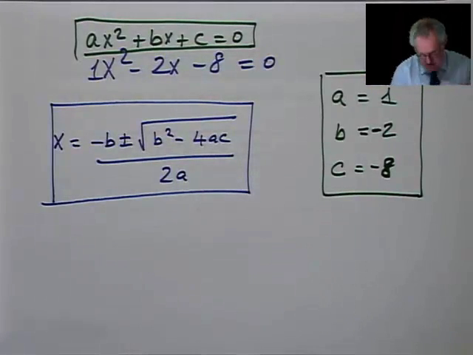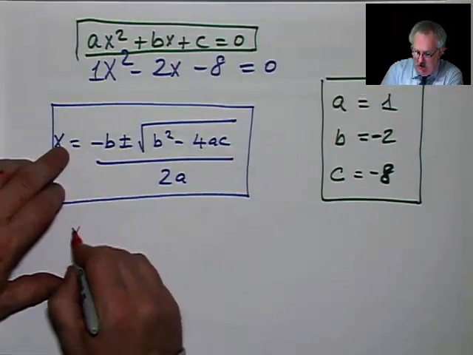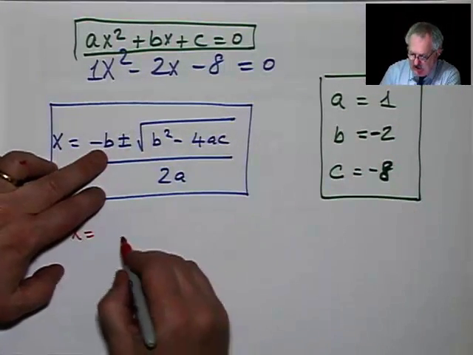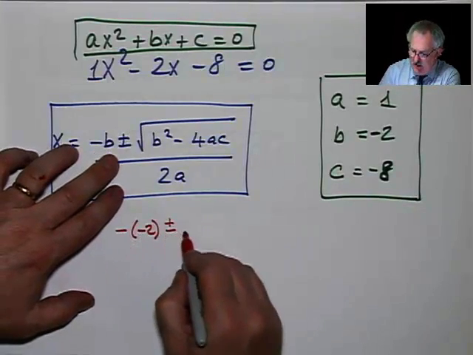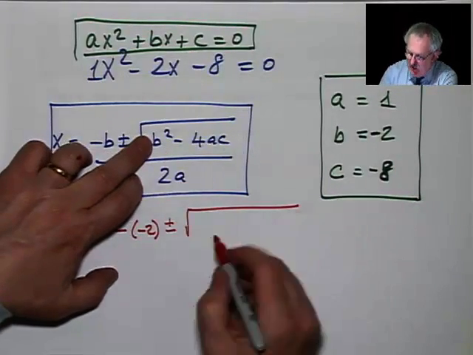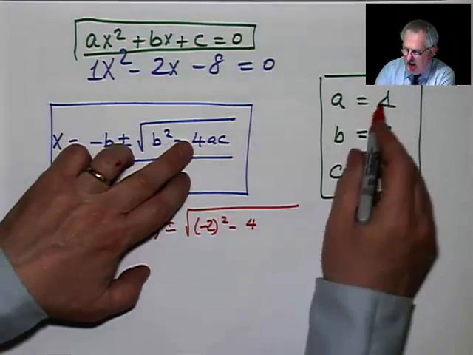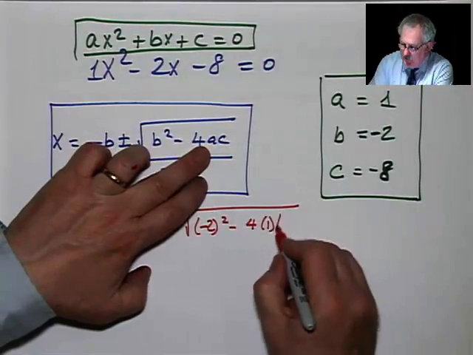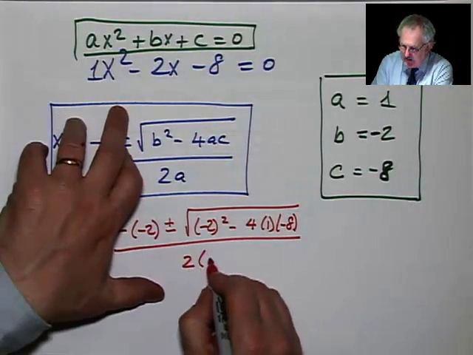So we measure one by one. We say, okay, x is minus b. Do it slowly. Minus b. Minus b is minus 2, so that's minus minus 2. Okay. Got a plus or minus, then we've got b squared. But b is minus 2. That's squared. We minus 4. We've got a. A would be 1, and the c would be minus 8. Okay, and that's all over 2 times a, and that's 2 times 1.